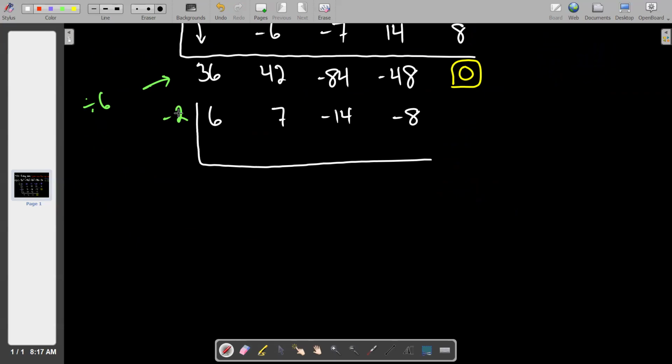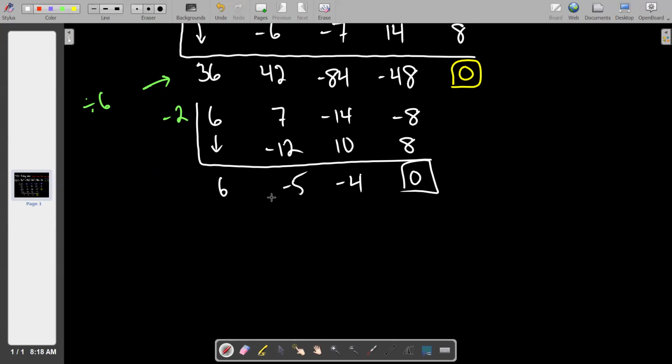Drop the 6. -12, add -5, multiply 10, add -4, multiply +8 and get a 0. And these numbers right here are not divisible by anything. 6, -5, and -4 are pretty relatively useless, right?